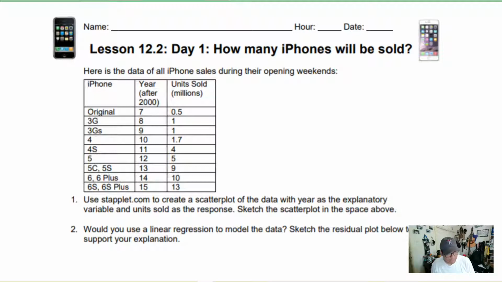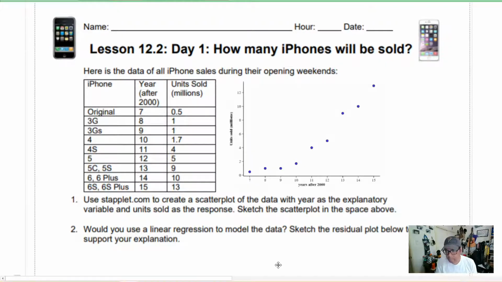And for part one here, we're supposed to use Statlet to create a scatter plot of the data with the year as the explanatory variable and the units sold as the response variable. Then we're going to sketch that above. Well, no big deal, really. We're just going to chuck all of that into either our TI-84 or Statlet, as it says to do here, and create a scatter plot.